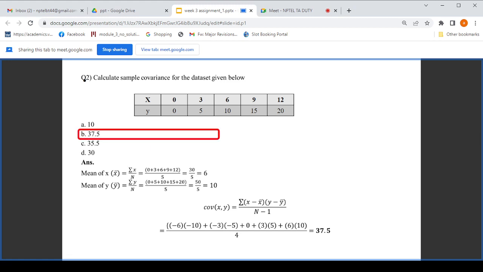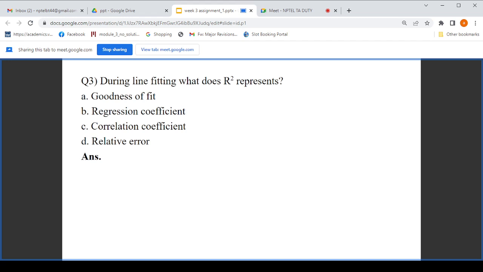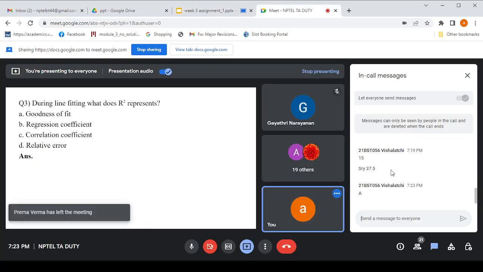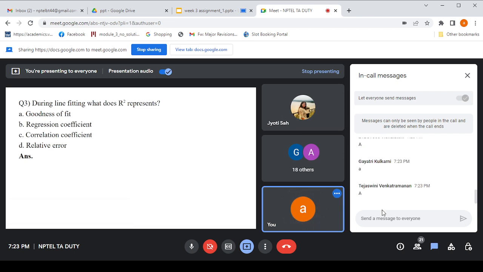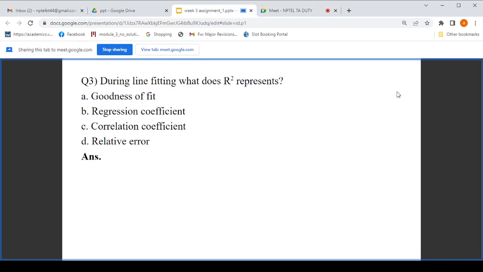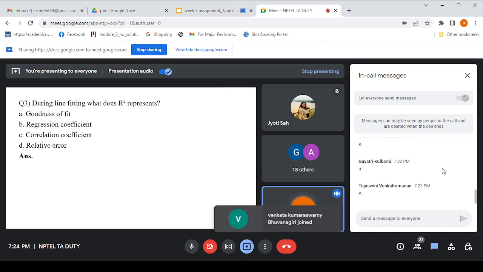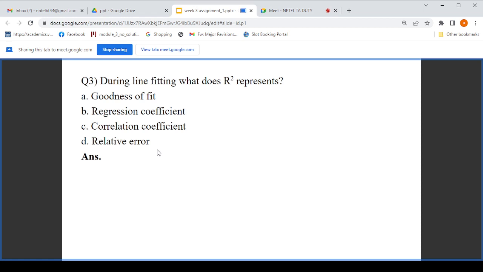Okay. So now move to the next question. Can anyone tell me what is the correct answer to this question? Goodness of fit. Yes, please write down your answer in the chat box. Okay. As the majority of the people say, the correct answer is A, that is goodness of fit.